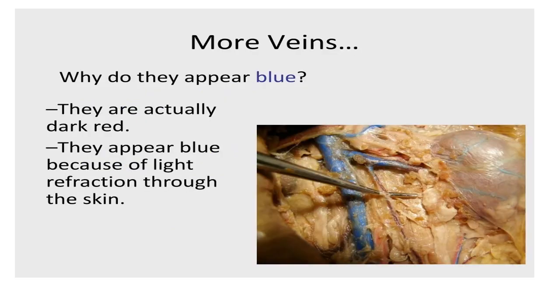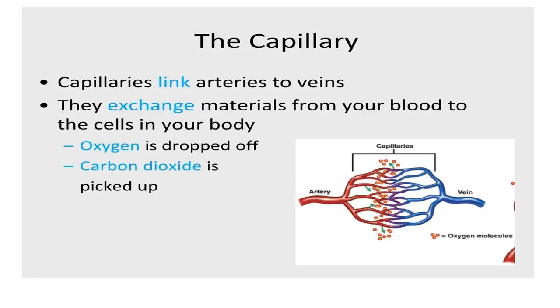And why do veins appear blue? Actually, the actual color of the vein is dark red, and they appear blue because of the light refraction through the skin. And the capillaries link arteries to veins. Their main function is the exchange of material between the blood and cells, where oxygen is dropped off and carbon dioxide is picked up.